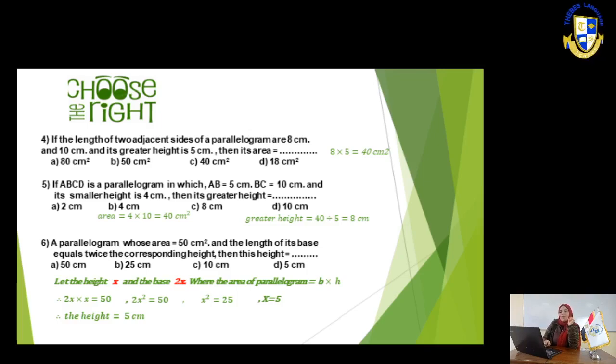Number 6: a parallelogram whose area is 50 centimeters squared and the length of its base equals twice the corresponding height, then what does the height equal? Let the height be x and the base be 2x. Then the area of the parallelogram equals base times height, so 2x times x equals 50. 2x squared equals 50, x squared equals 50 divided by 2 equals 25. By taking the square root of 25, x equals 5 centimeters, so the height here is 5 centimeters. Let's move to slide number 7.